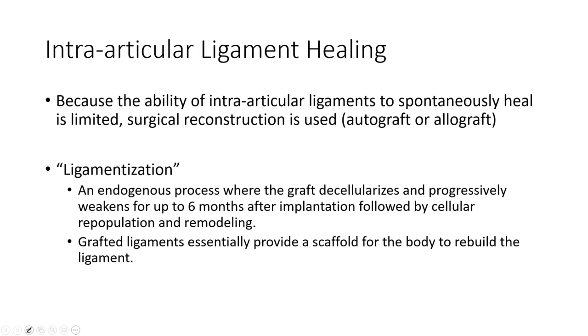So this term that we're learning now, ligamentization, is an endogenous process where the graft, which is what you have in an ACL repair or any ligament repair, essentially provides a scaffold that you wouldn't be able to produce naturally. We have to provide it with this autograft or allograft. With ligamentization, though, the graft gradually decellularizes and progressively weakens, and then it's eventually repopulated and remodeled. And they provide this scaffold for the body to rebuild the ligament itself.